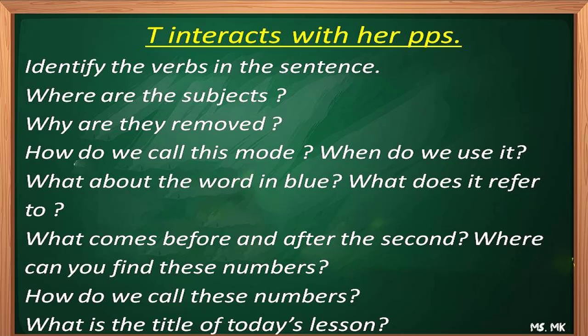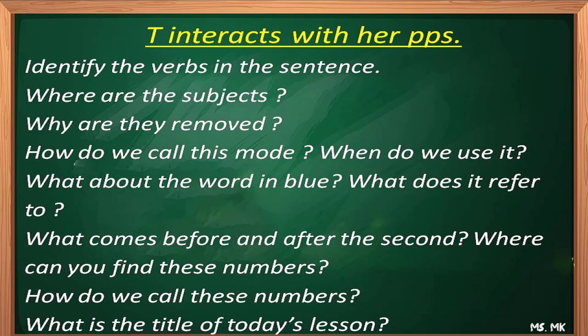What about the word in blue? Then I finish with the imperative mode. I move to the ordinal number. What about the word in blue? What does it refer to? What comes before and after the second? They will say, of course, the first and the third. Where can you find these numbers?